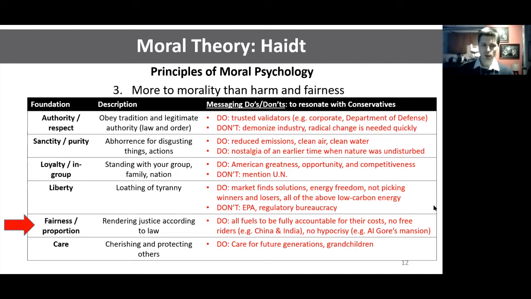So we do want to talk in this fairness and proportion one about all fuels being fully accountable for their costs, right? We don't want any free riders, whether it's a free-riding fuel source or a free-riding country, right? China and India, those questions are often brought up. I mean, you hear it all the time. Well, what if we act and they don't? And that's where we talk about the border adjustment in our policy, that would make sure that those countries are held accountable if they don't act.